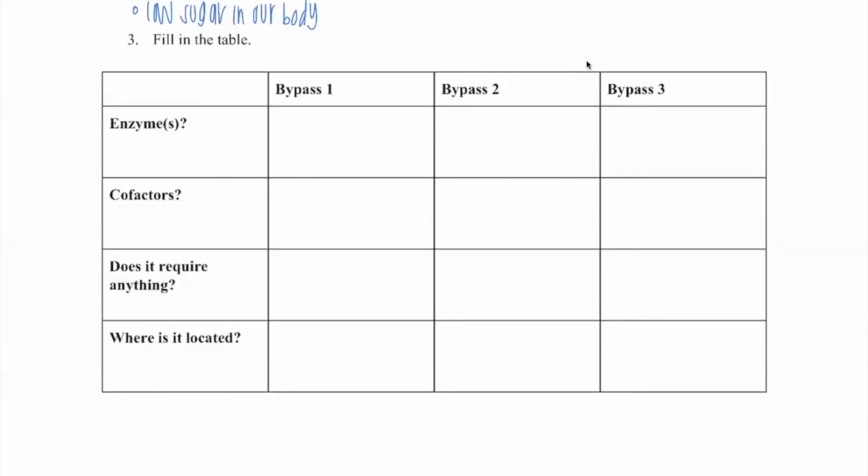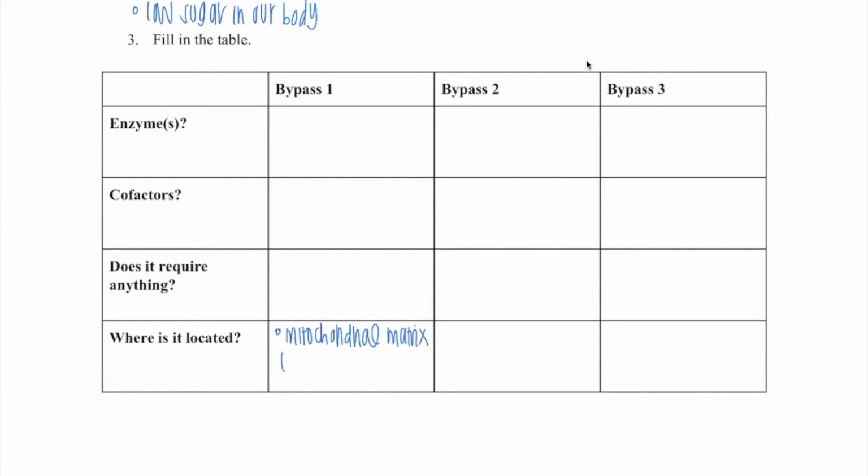Now we can move on to the table, right? So we can start going through actual gluconeogenesis. Remember that gluconeogenesis is basically the reverse of glycolysis with these 3 added bypasses, right? So our bypass 1, if you remember, is going to be in a different location than the bulk of gluconeogenesis, right? So we can answer that bottom question, where is it located? That bypass 1 is going to be located in the mitochondrial matrix.